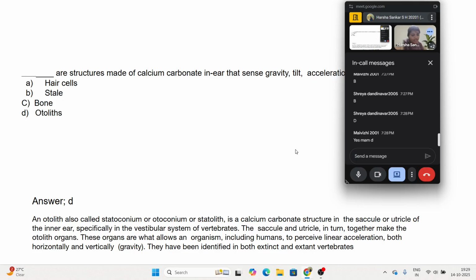The saccule and utricle together make the otolithic organ. These organs are what allow an organism, including humans, to perceive linear acceleration both horizontally and vertically. They have been identified in both extinct and extant vertebrates.